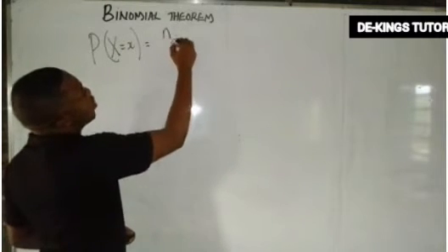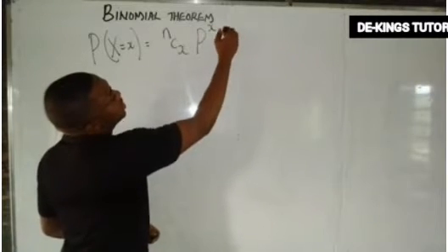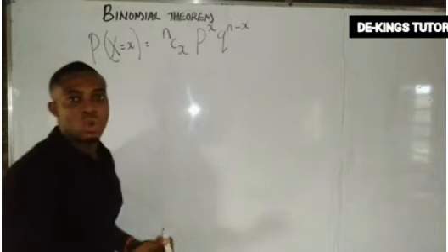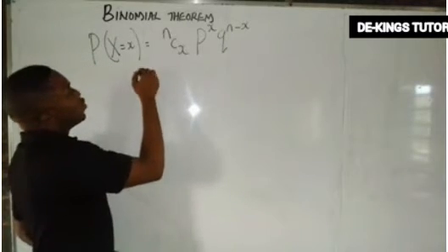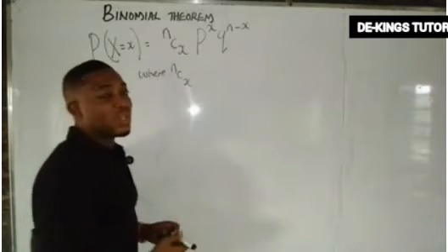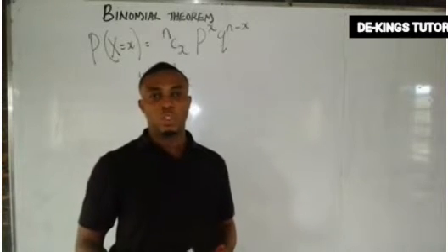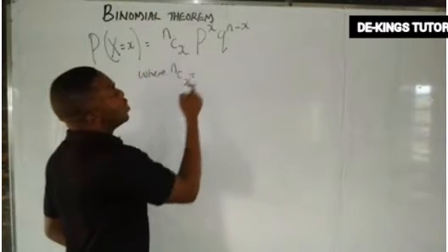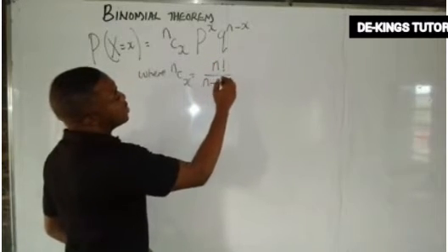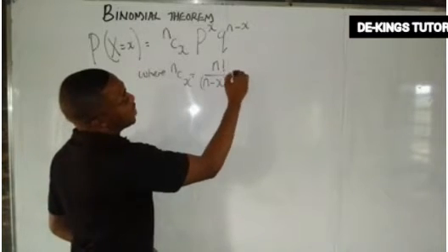The binomial theorem has its formula given as: the probability of X equal x is equal to n combination x times p to the power x times q to the power n minus x. I'll define what all these things mean. Now, n combination x. If you have not seen combination, I recommend you watch the combination video to know how to solve it. It is equal to n factorial over n minus x factorial times x factorial.